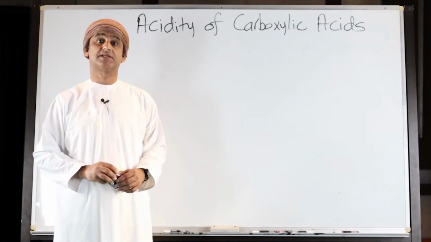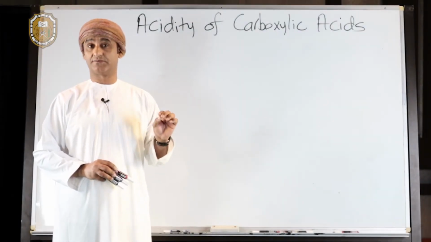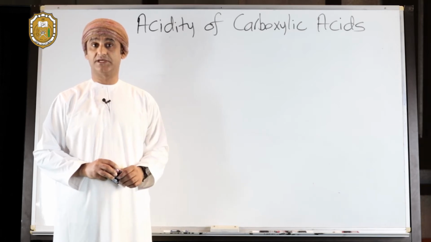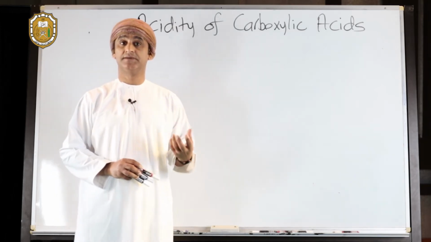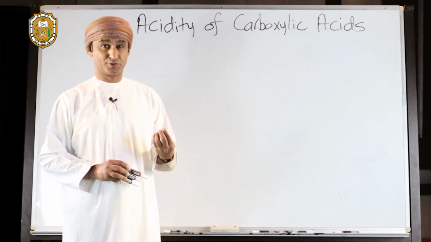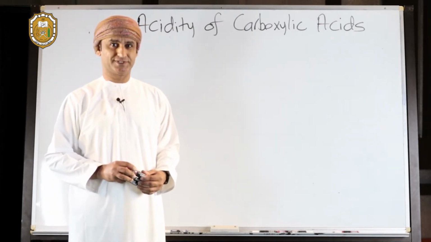We have seen that carboxylic acids are acidic. That's because their carboxylate ions are stabilized by resonance. Let's now see the effects of substituents or groups on the acidity of carboxylic acids.